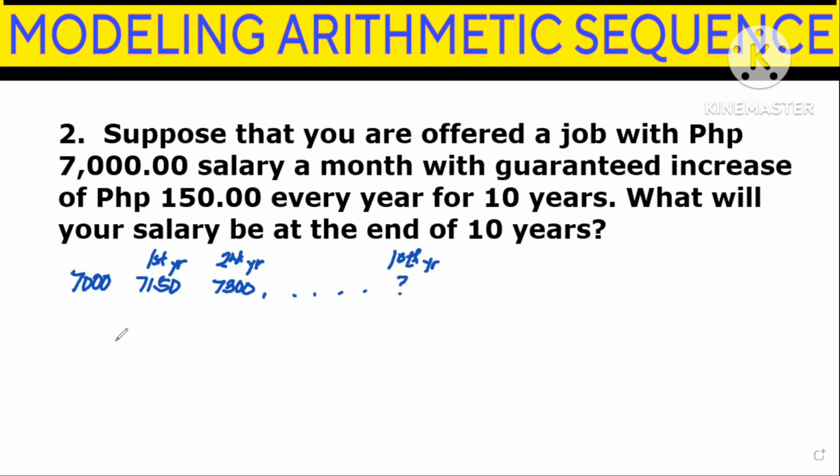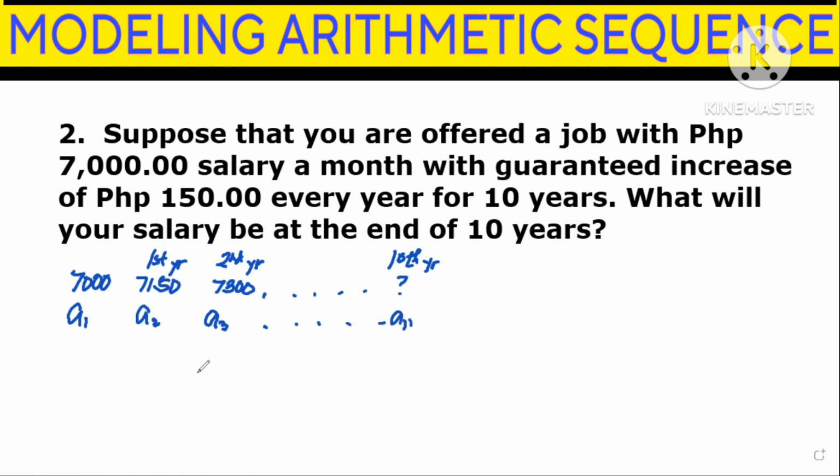Now, the most common mistake of students here is counting n. Since this is for 10 years, students often make n equal to 10 right away, which is wrong. Why? Because our first term starts from 7,000. So, right here at 7,000, we already have the first term. And at the end of the first year, we already have two terms. That would be our a sub 2. And 7,300 is our a sub 3, up to the 11th term. So this is now our a sub 11.